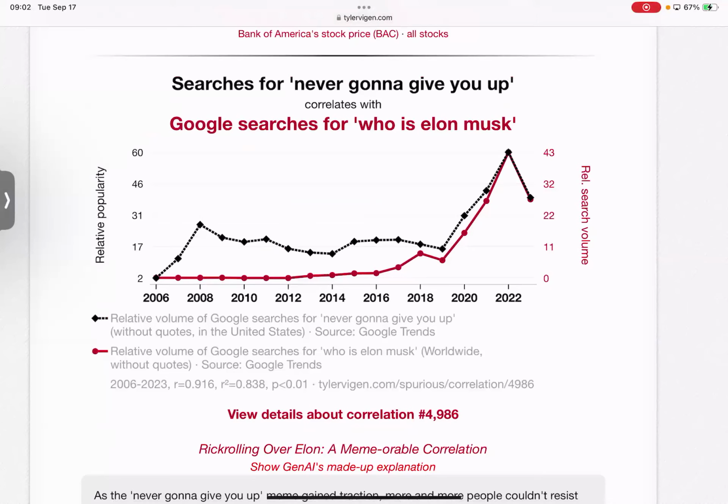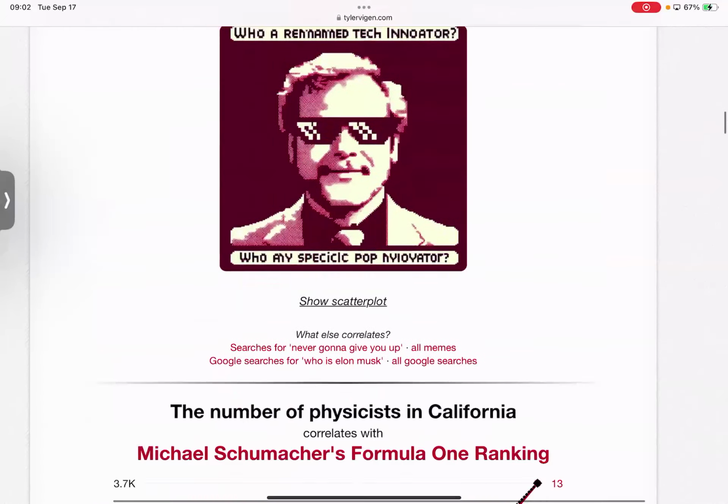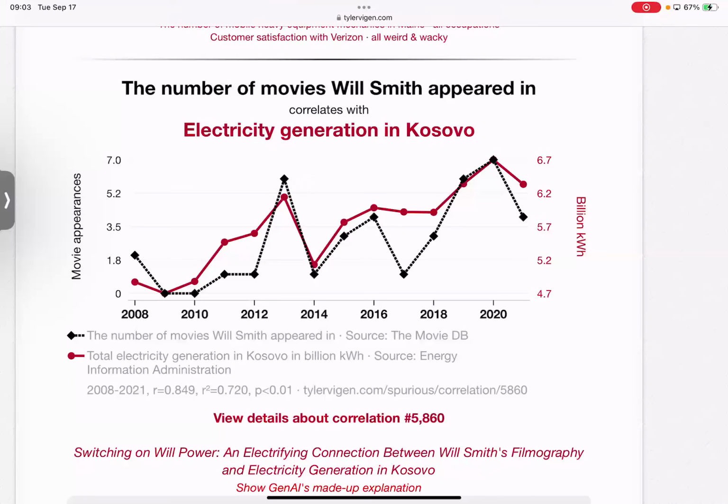Searches for never gonna give you up correlates with the Google searches for who is Elon Musk. Let's see here. It used to be all these kind of like death related ones, but I guess he's kind of spiced things up a little bit, so that's good to see. Oh, the number of movies Will Smith appeared in correlates with the electricity generated. Yeah, electricity generation in Kosovo. Interesting.